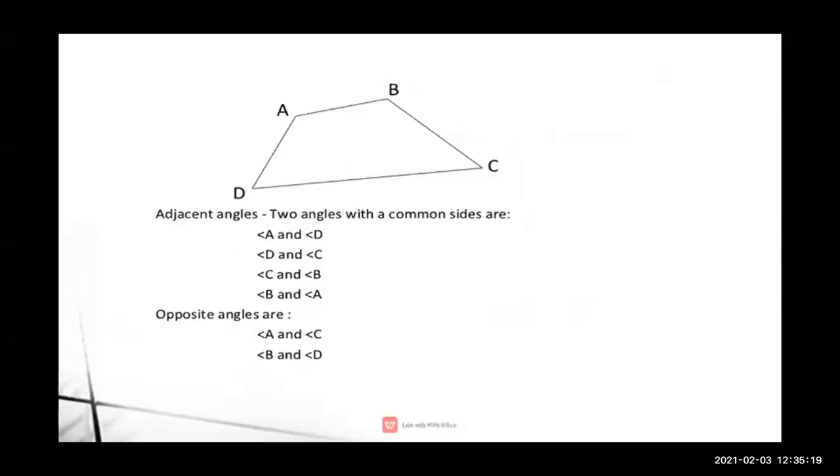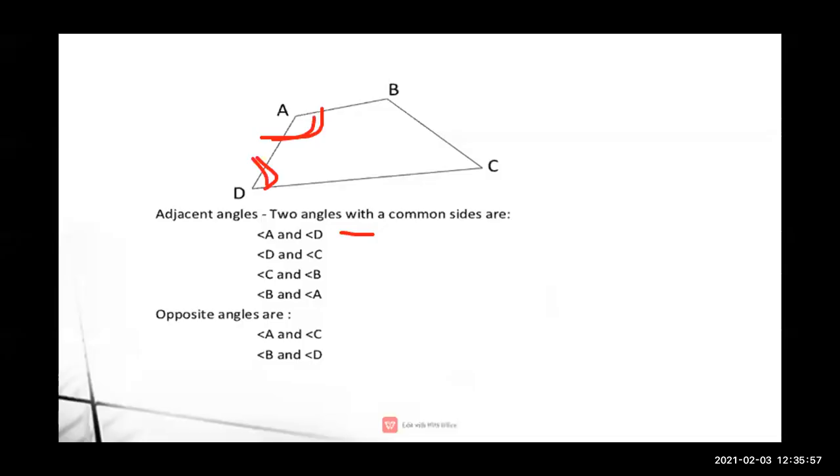So I told you in adjacent angles there is a common arm. So that way we are going to find the adjacent angle. Now in the first, what is given, you can see angle A and angle D. Angle A and angle D are the first pair of adjacent angles.